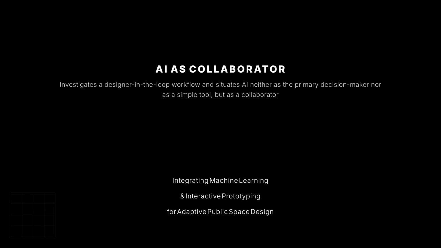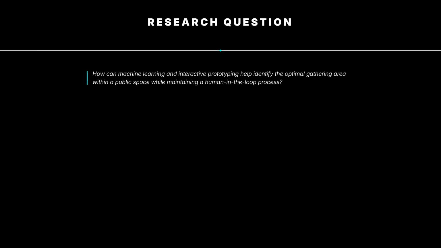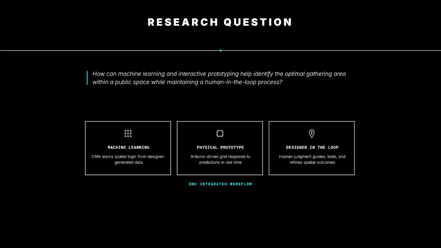This research explores artificial intelligence as a collaborator in landscape architecture through the integration of machine learning and adaptive public space design. The central research question asks, how can machine learning and interactive prototyping help identify the optimal gathering area within a public space while maintaining a human-in-the-loop process?